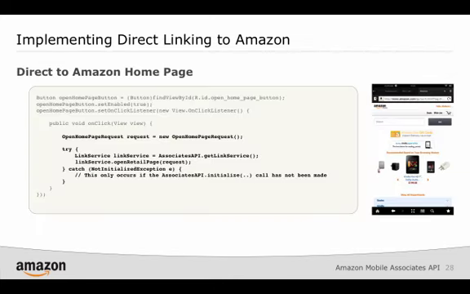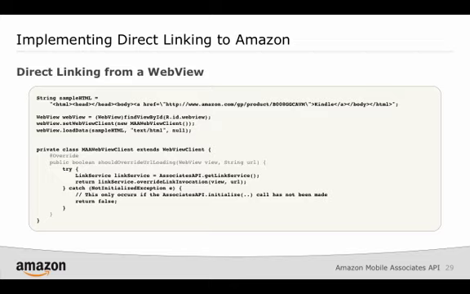The third variation of direct linking is the option to direct customers to load the mobile-optimized Amazon homepage in their browser, where they can search, discover, and purchase products of their choice. In this case, you construct an open homepage request object and pass it to the link service openRetailPage method.